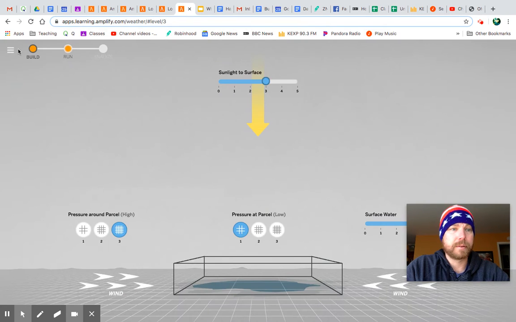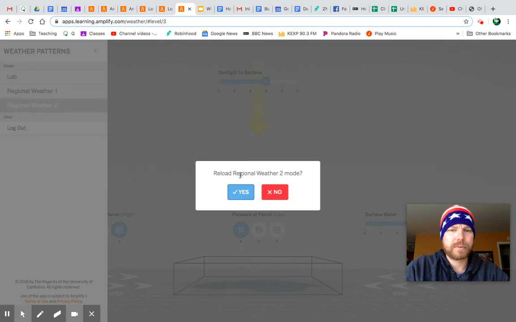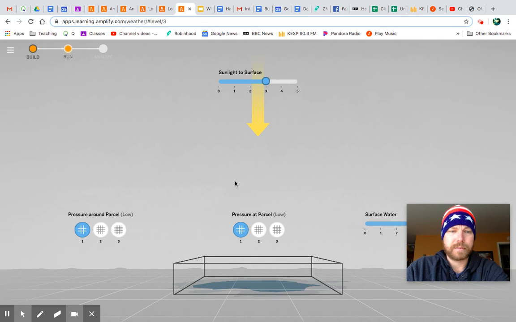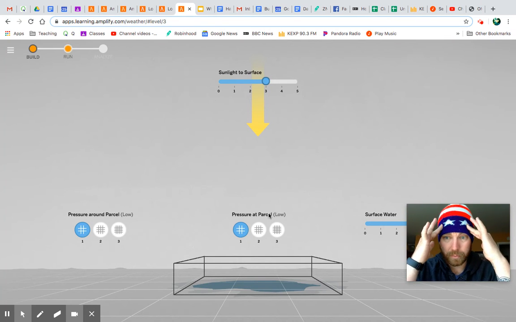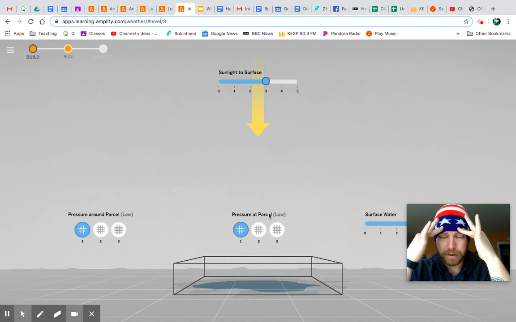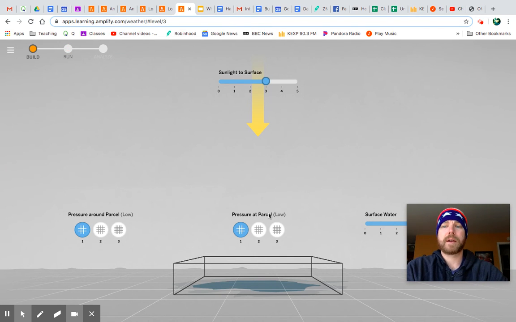Let's go back to our build. And how do I reset this? Let's go regional weather. There we go. Reset it. So I think it starts off like this. So I have pressure around the parcel and I have pressure at the parcel. Now we need wind. We need wind blowing towards the parcel. Wind is air moving from an area of high pressure to an area of low pressure. So I need to make sure that my air parcel is lower pressure than the surrounding air.